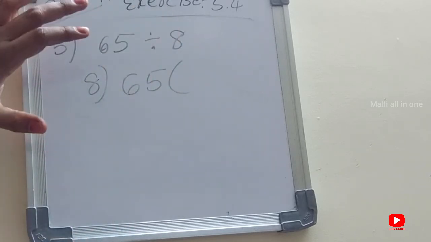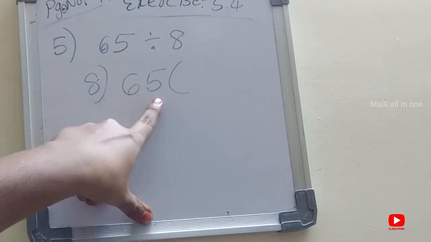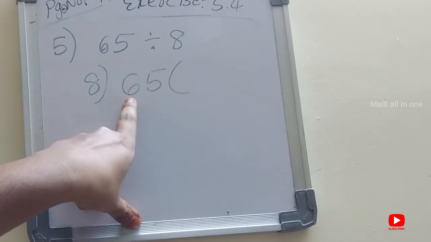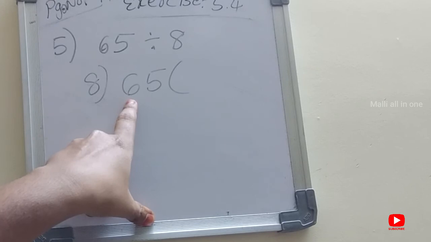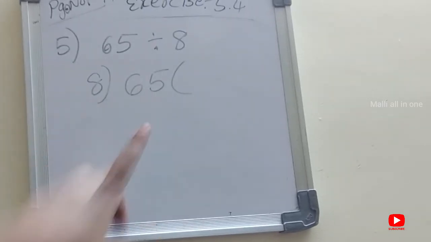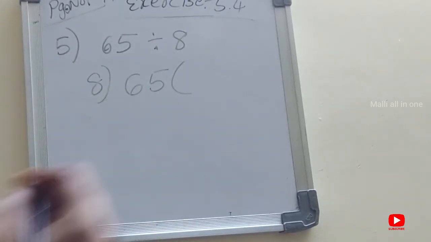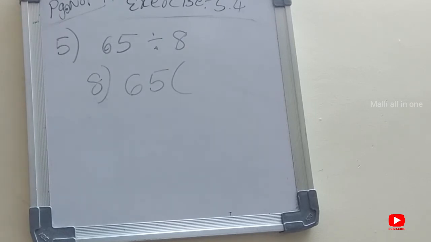Before that we have to observe once here also. 65 means the first digit is 6. 8 is big, 6 is small, so we should take 2 digits, 65. When it comes in the 8 table: 8 1s are 8, 8 2s are 16, 8 3s are 24, 8 4s are 32, 8 5s are 40, 8 6s are 48, 8 7s are 56, 8 8s are 64, 8 9s are 72.